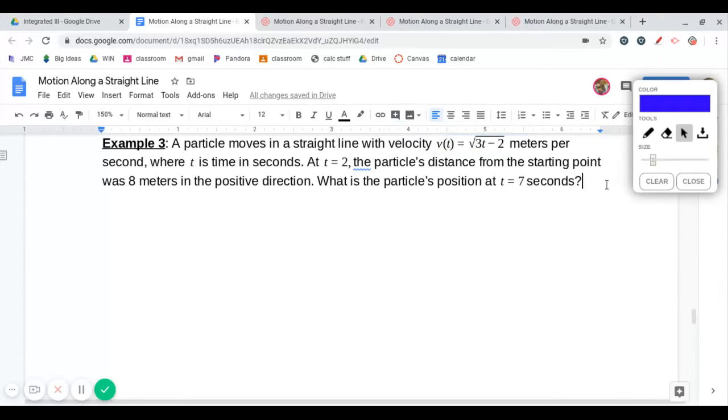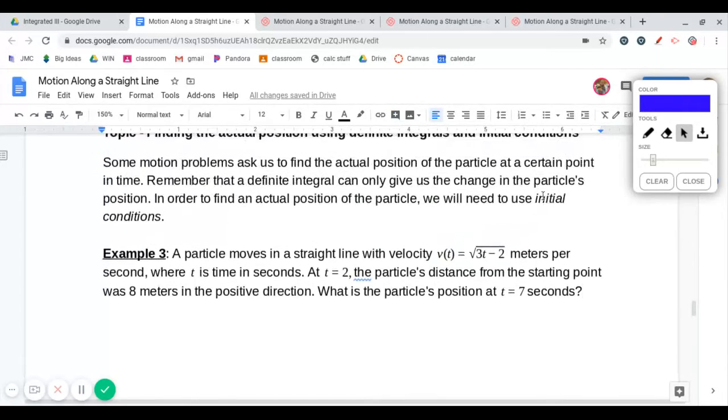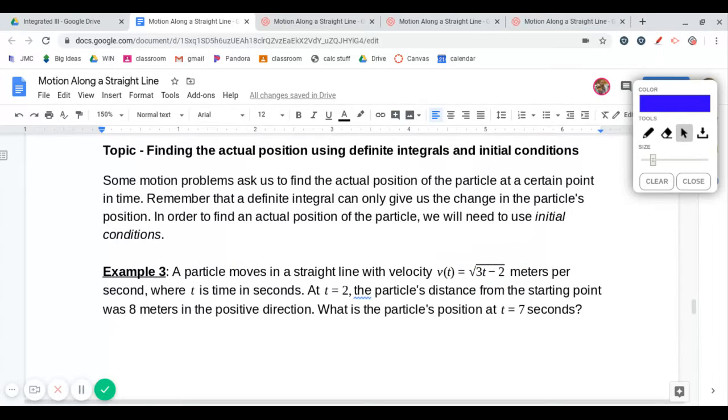In this example, we're going to talk about a particle's actual position. So in the last two examples, we could find the particle's or the object's displacement and the total distance traveled. But what if we said, well, okay, given this velocity function or the velocity graph, where is this object? Where is this particle at, for example, t equals 7 seconds?